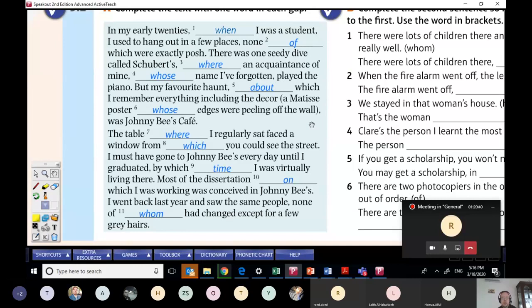Most of the dissertation on which I was working was conceived in Johnny B's. I went back last year and saw the same people, none of whom had changed except for a few gray hairs. Okay, so when he was telling this story about the place, so he went a lot when he was in college, he used a lot of these relative clauses.